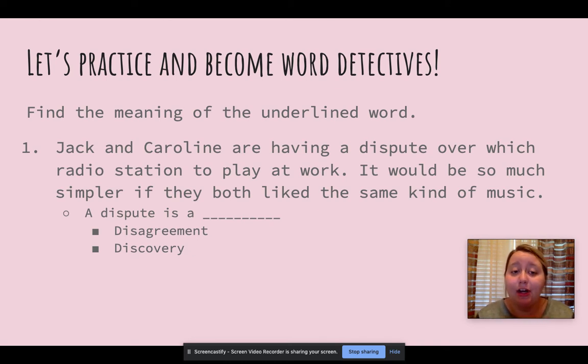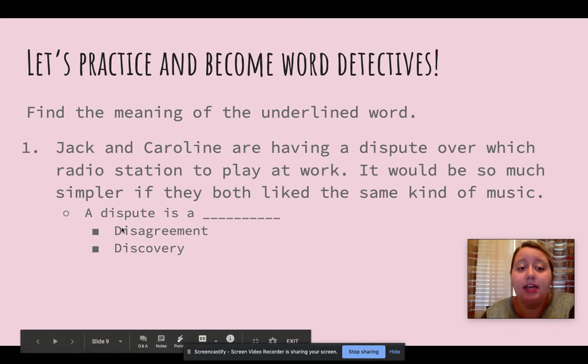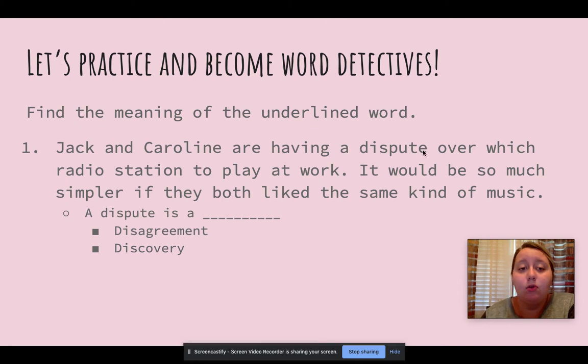Yeah, I think a disagreement too. So a way that we can check ourselves is we can take this word disagreement and read it in place of dispute. Watch Miss Lowe. Jack and Caroline are having a disagreement over which radio station to play at work. It would be so much simpler if they both like the same kind of music. Does that make sense? Yes, that makes total sense.